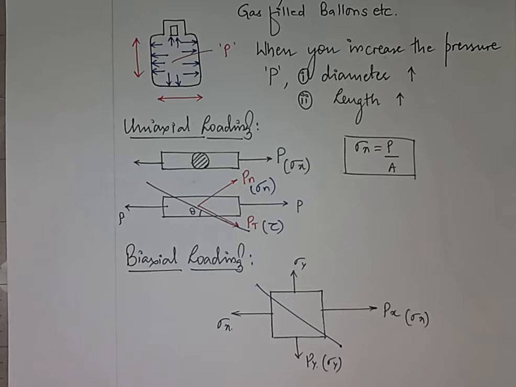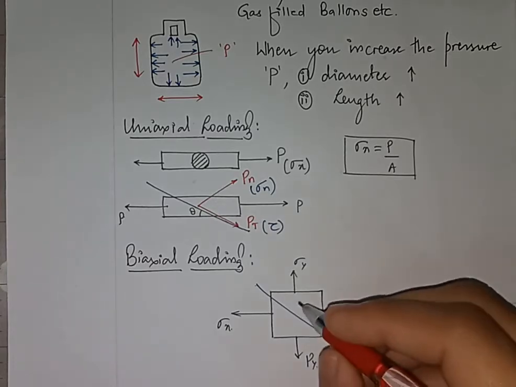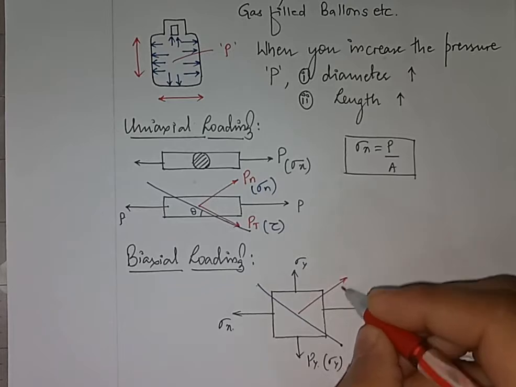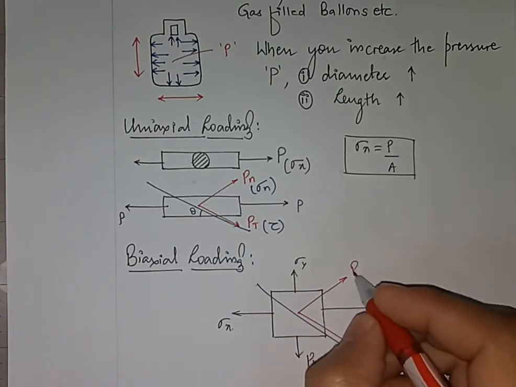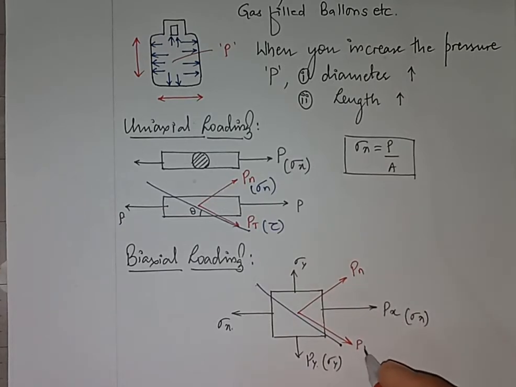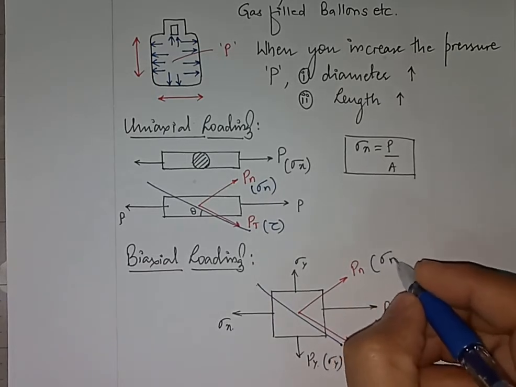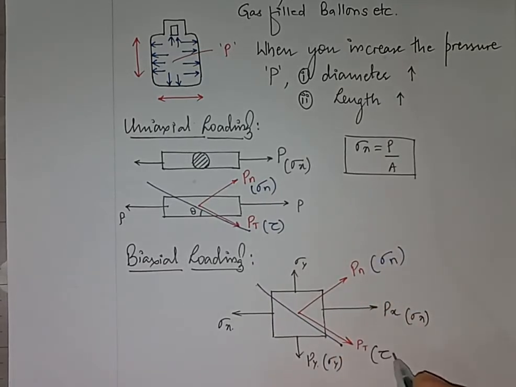Now if I check what forces are coming on the oblique plane, I observe that the forces will be in two directions. One is the normal direction and the second one is the tangential direction. In the normal direction it is Pn and here it is Pt, and similarly it gives rise to sigma n and here it is shear stress. This is similar for triaxial stresses also.